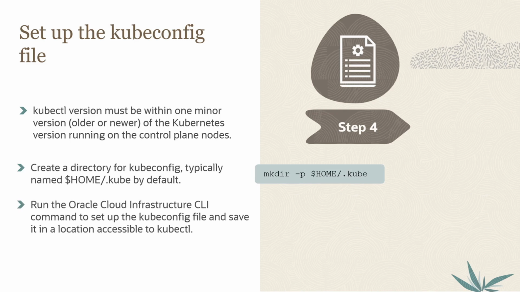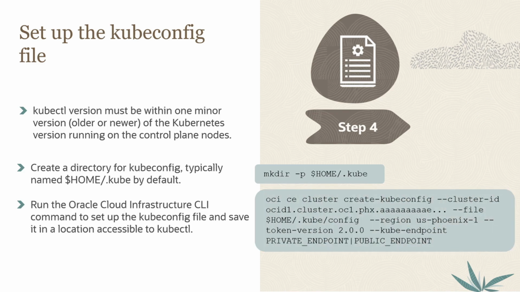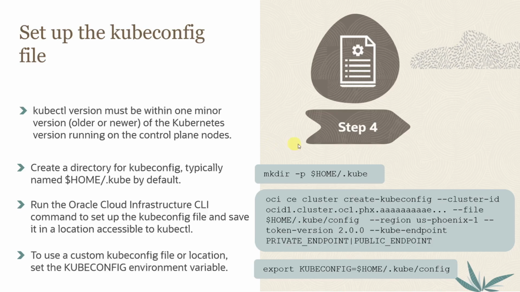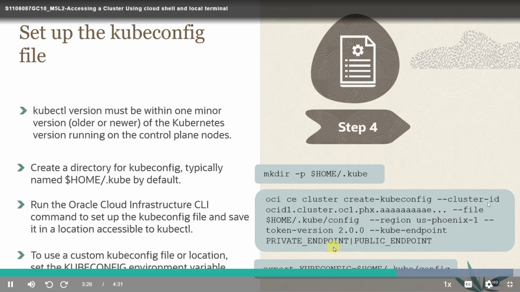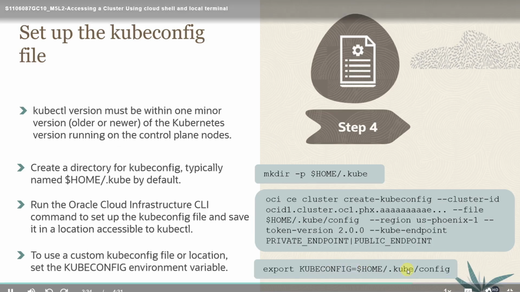Use the Oracle Cloud Infrastructure CLI command to set up the kubeconfig file, ensuring it's saved in a location that kubectl can easily reach. If you plan on saving your kubeconfig file somewhere else, no worries, just tell kubectl where to find it by setting the KUBECONFIG variable to the location where you have kept your kubeconfig file.